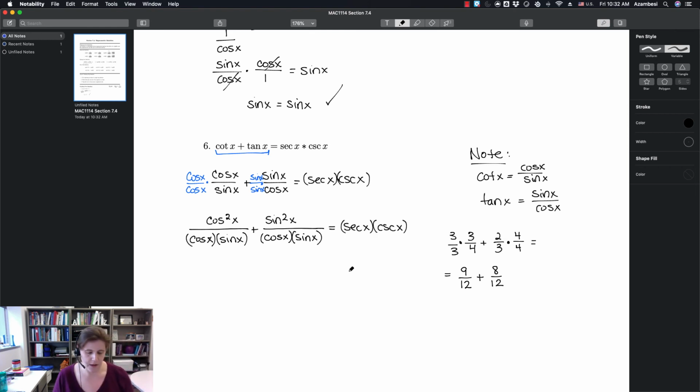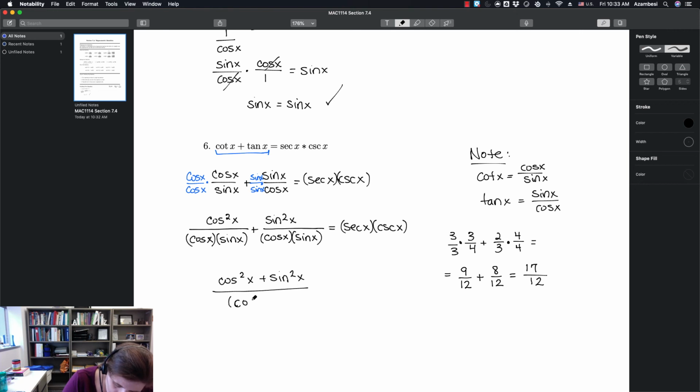All right, when we add these together in regular fractions, we end up adding the tops, so 9 plus 8 gives us 17, and the bottoms become one single denominator. Same thing is true over here, so cosine squared of x plus sine squared of x, all over cosine of x times sine of x. And we have secant of x and cosecant of x. All right, moving on.